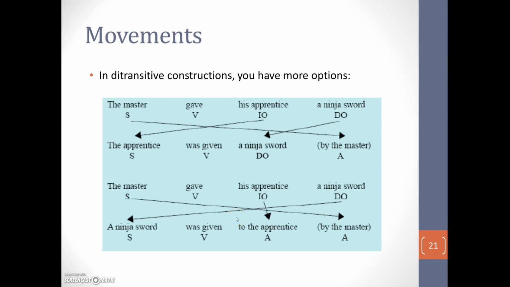However, because we have two objects in the active, instead of taking the indirect object and making that the subject, we can also take the direct object, that's the ninja sword. We can also make that the subject of the passive voice construction. So that becomes a ninja sword was given to the apprentice. Obviously we then need to make an adverbial out of the indirect object, so to the apprentice, and still we have the original subject, the master, as an optional adverbial.